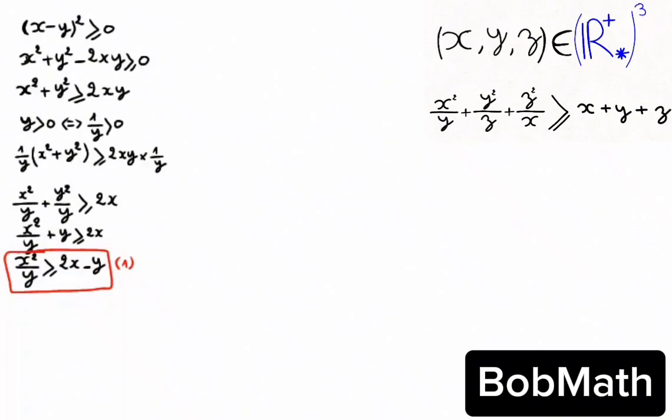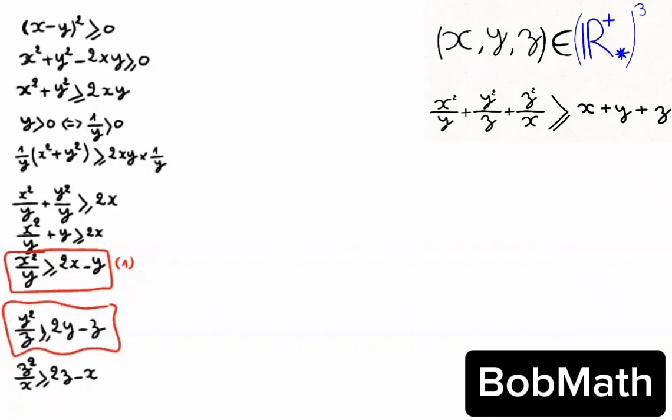And in the same way, we show that y squared divided by z is greater than or equal to 2y minus z, and z squared divided by x is greater than or equal to 2z minus x. We call this inequality 2, and we call this inequality 3.